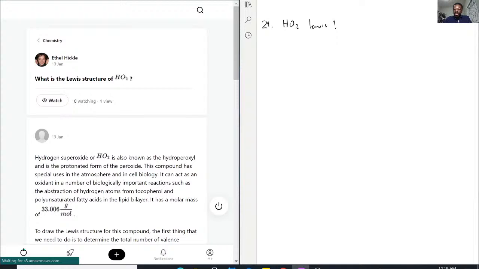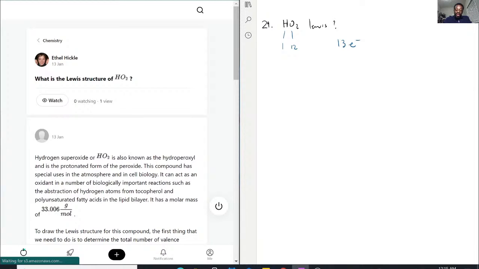Okay. So now for this, we're just gonna break it down as we've been doing. We have one hydrogen, which is just one valence electron. And then we have 2 oxygens, which have 6 valence electrons each, so that's 12. So that's 13, interestingly, electrons we have to work with.